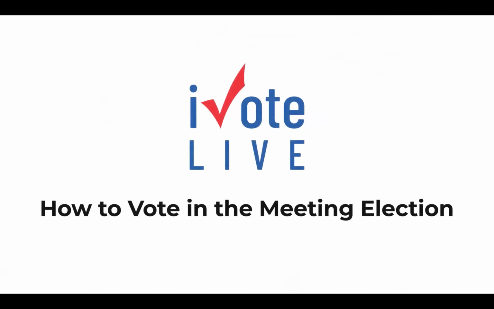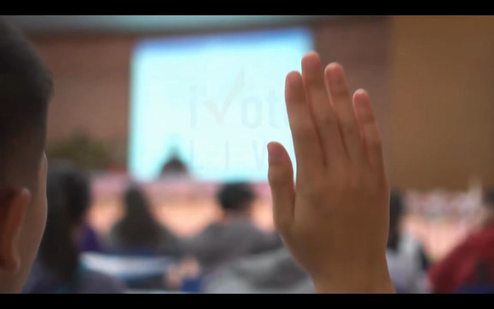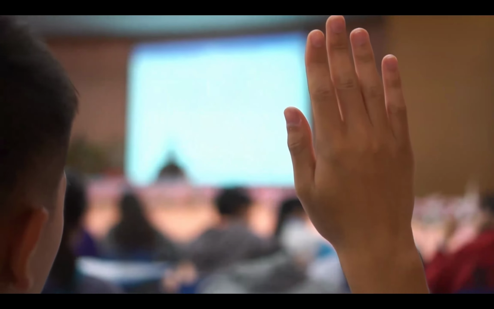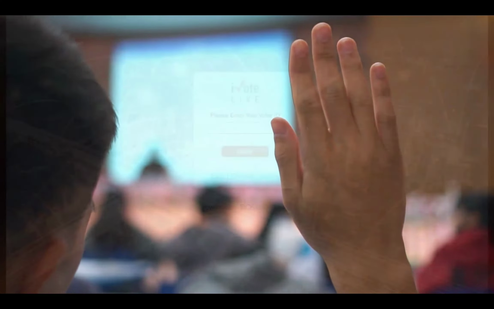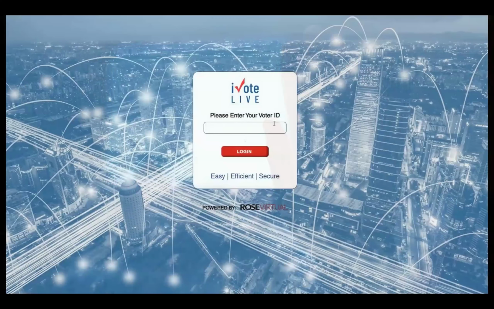Next slide. This video explains how to cast your vote in the live meeting election. Once you've registered, you would have received a unique voting ID. When the returning officer officially declares the election open, follow the instructions given to access the voting portal. Enter your voting ID, then click the button to log in.